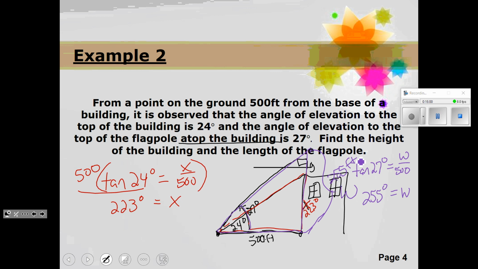So far, so good. So my question to you, how would you find the flagpole? So if the whole piece is 255 and I know this piece is 223, then I could just subtract them and get the height of the flagpole. And so Y would equal roughly around 32 feet. Was there anybody that was able to get to all of it?